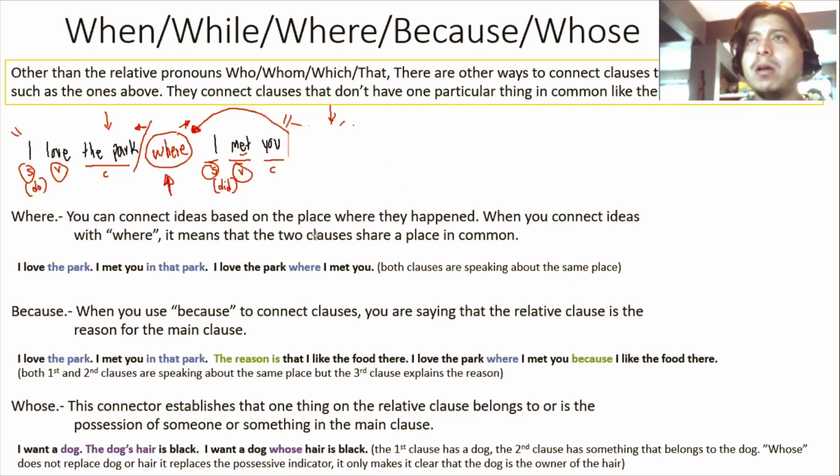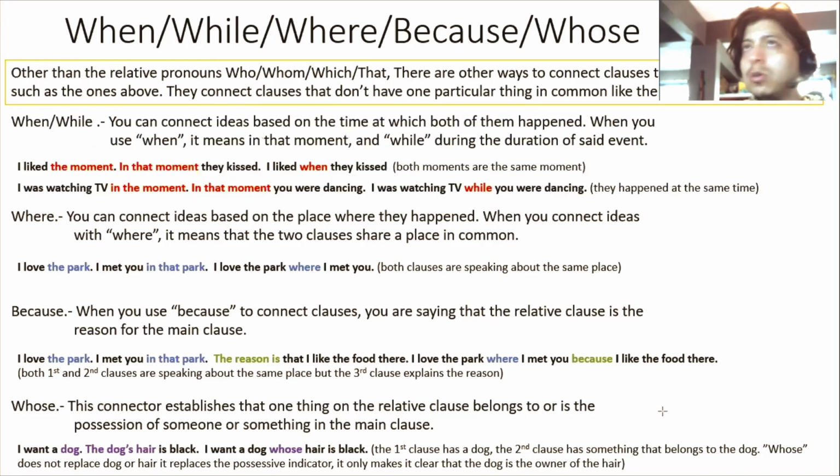I love the park where I met you. Perfect. So you have again two clauses. The main clause is this: I love the park. And the relative clause is the one that starts with the connector. You have this connector "where" at the beginning, and this is the indication that we have a second clause. Okay, that's pretty much the way it works.